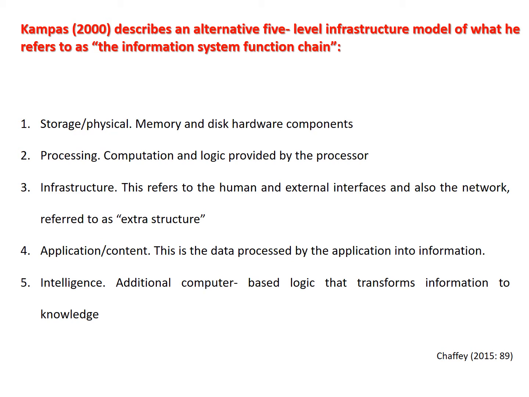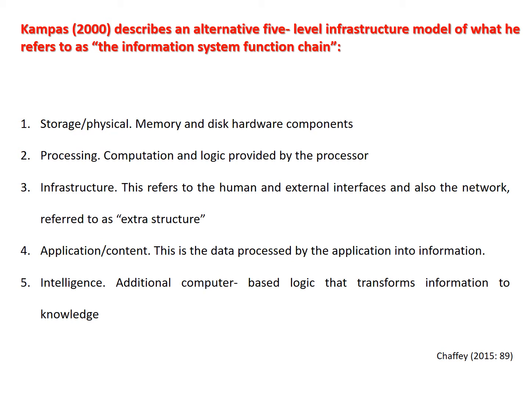Kampas 2000 describes an alternative 5-level infrastructure model, or what he refers to as the information system function chain. So Kampas was talking about the storage, the physical memory and disk hardware components, the processing, the computation and logic provided by the processor, the infrastructure. This means the human and external interfaces, and also the network referred to as the extrastructure. Application content. This is the data processed by the application into information, and the intelligence, additional computer-based logic that transforms information to knowledge. So we're talking about all your hard drive and the organization of your hard drive.